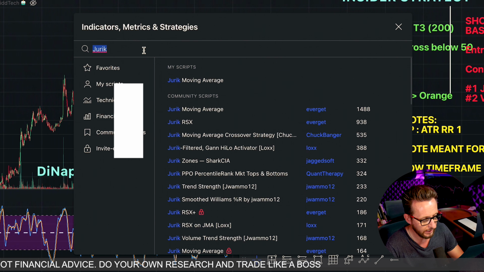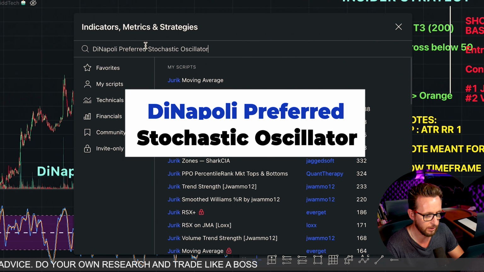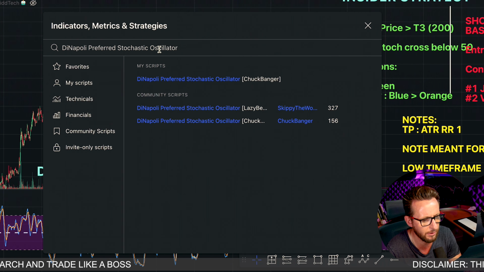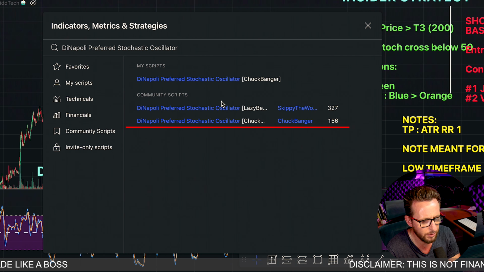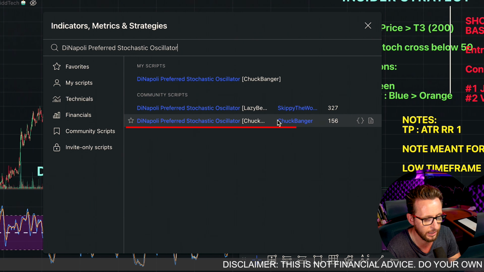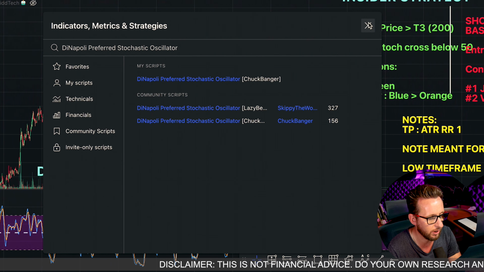We're going to be then adding the Di Napoli, which is spelt like this, as you can see on the screen. The Di Napoli preferred stochastic oscillator. Bit of a mouthful, but we're going to be using this one here by Chuck Banger, which is that one just there. We're going to click on that, and that's going to add that to our charts as well.